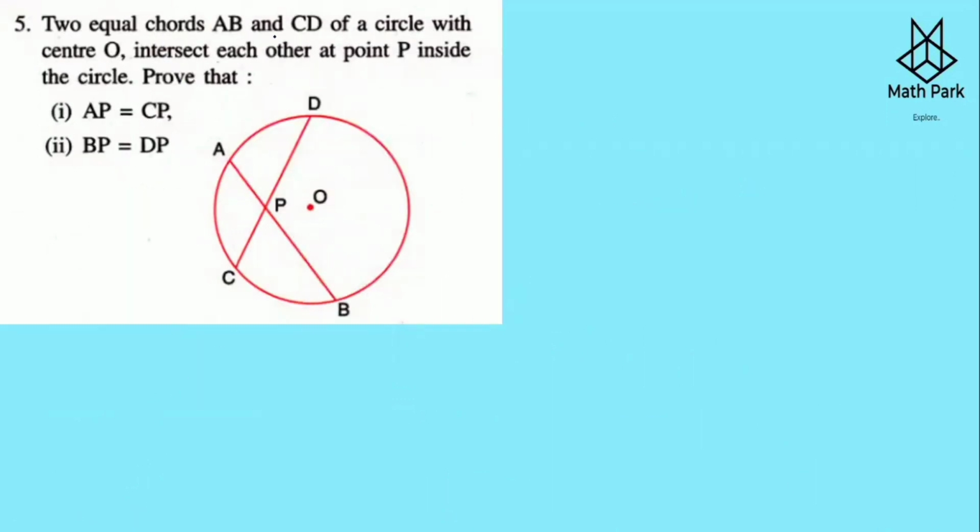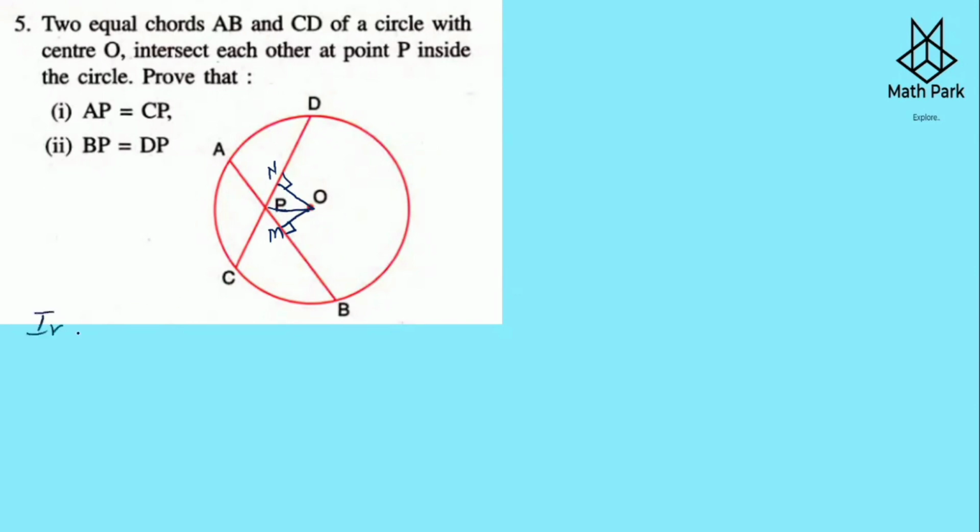Two equal chords AB and CD of a circle with center O intersect each other at point P inside the circle. Prove that AP is equal to CP. Now let us draw OM perpendicular to AB and ON perpendicular to CD, and join OP. So now we will be proving these two triangles congruent.